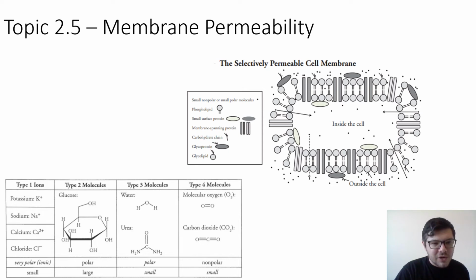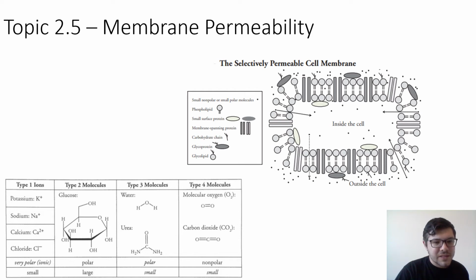So if you look at the chart on the bottom left, you have ions in the type 1 box where it says ions such as potassium, sodium, calcium, and chloride. These all have a charge to them. They are polar. These do not easily pass through the membrane. So you do have a polar region on the outside of the membrane, but because the inside part of your bilayer is nonpolar, these ions do not like to pass through very well.